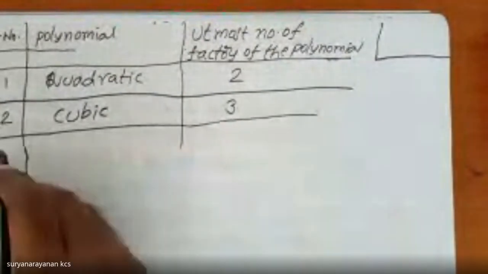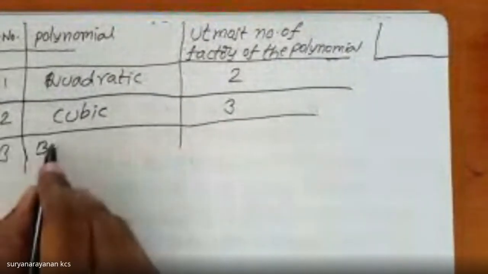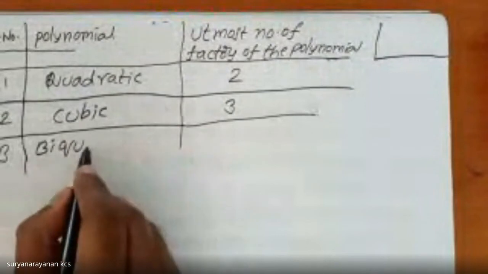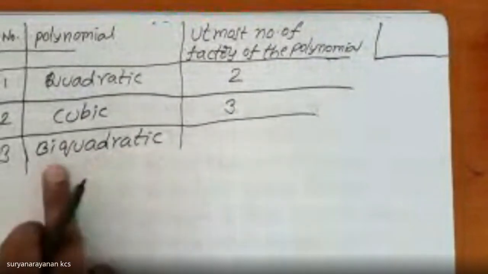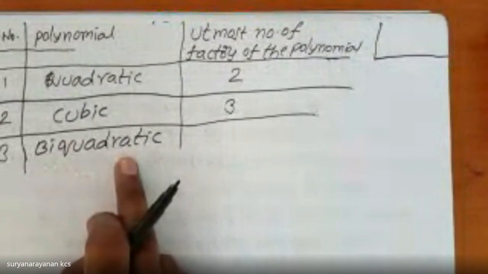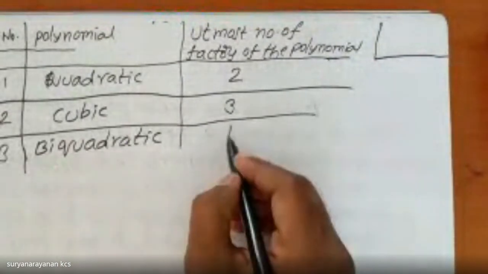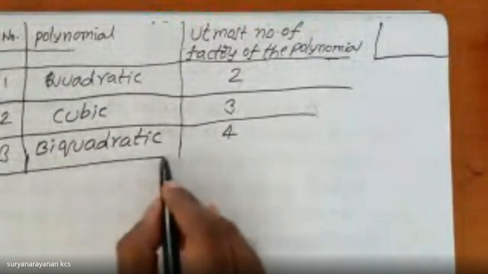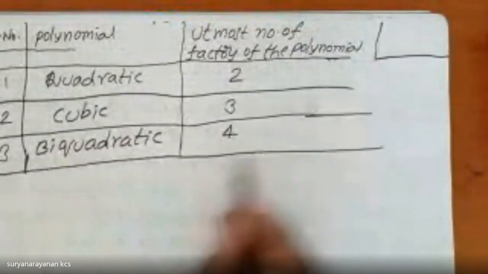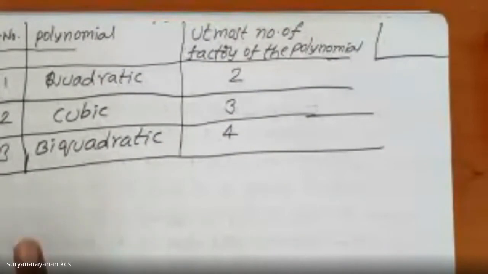For a biquadratic, what is the degree of this biquadratic polynomial? 4. So it has at most 4 factors. It does not have more than 4 factors. Remember this point, my children.